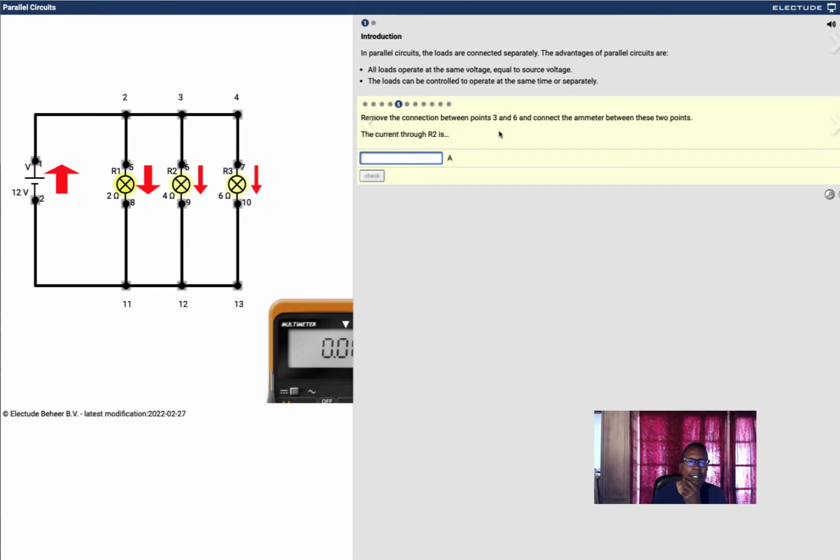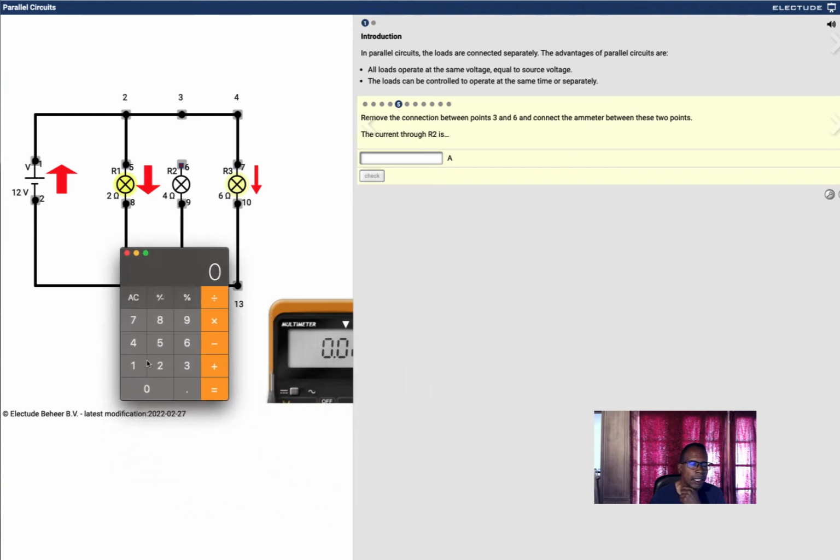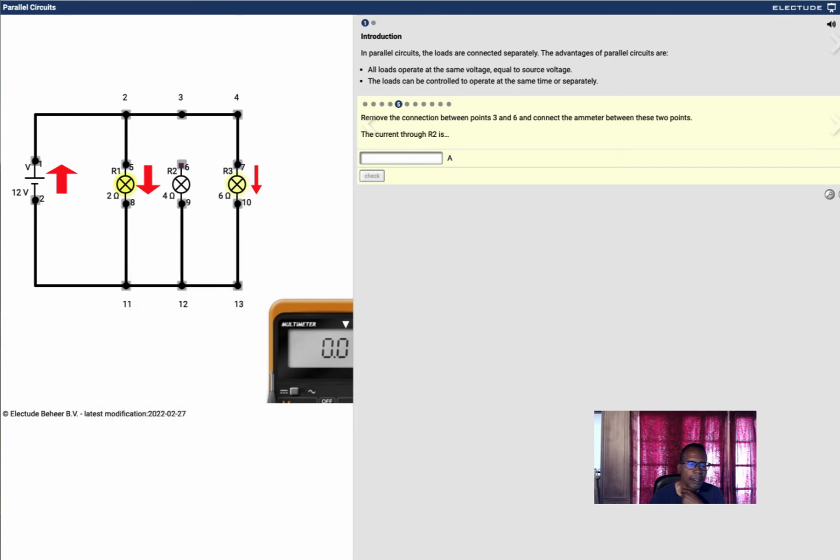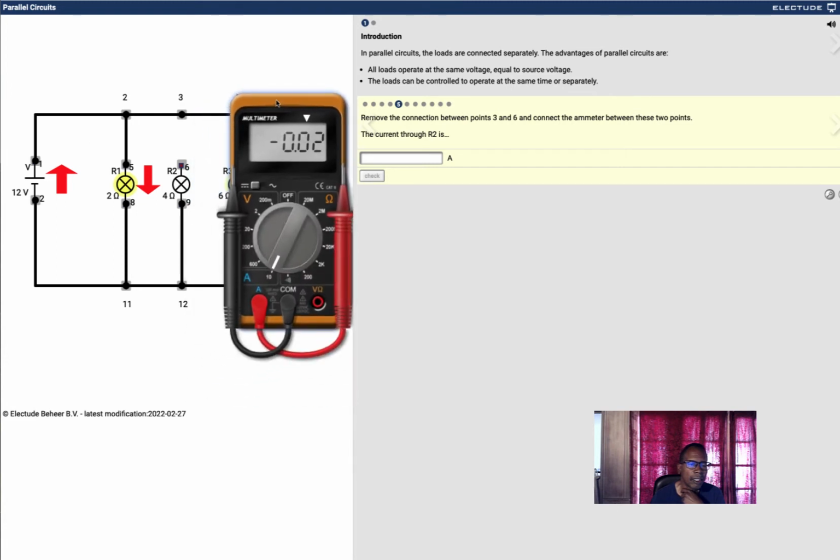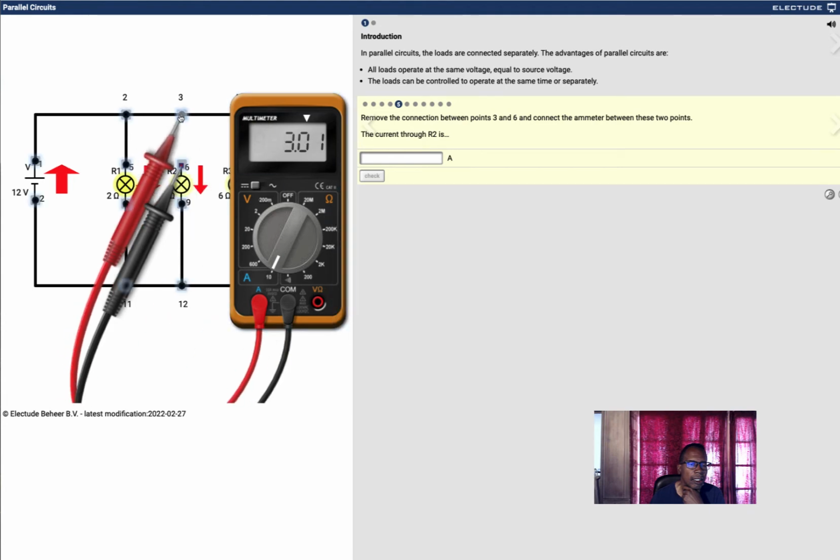Now remove the connection from R3 and R6. Do the same thing. Now remember, this is 4 ohms. Do the math again. 12 volts divided by 4 ohms equals 3 amps. Let's see if that's correct. See? 3 amps. That's correct.